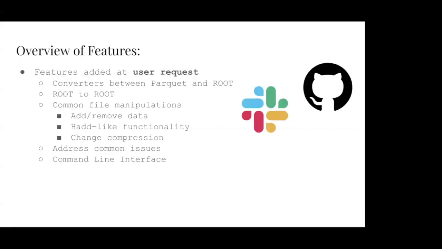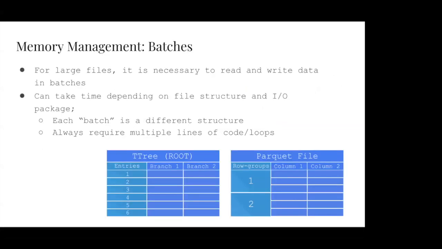So I'll do a quick overview of the features I implemented. So converters between root and Parquet, root to root, including merging functions, HAdd, and a root copy function. And most of these converters have file manipulations included as parameters, so users can add and remove data quickly, change compression settings, and there's also a command line interface.